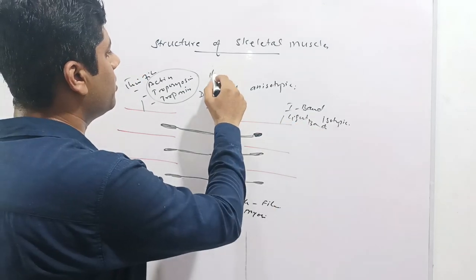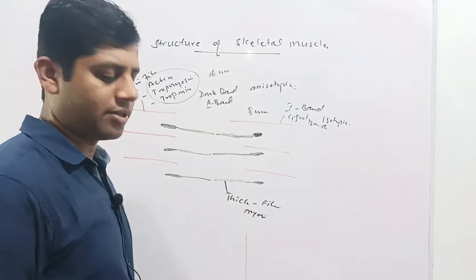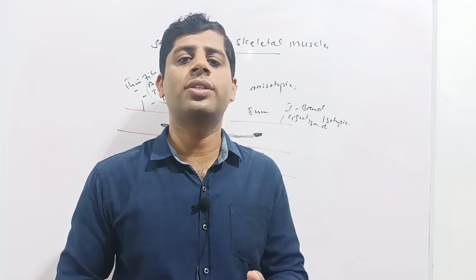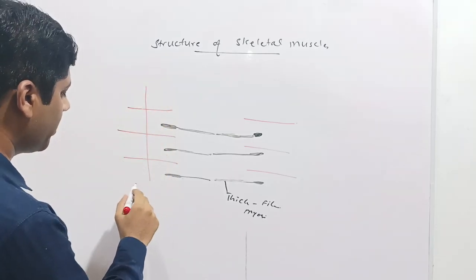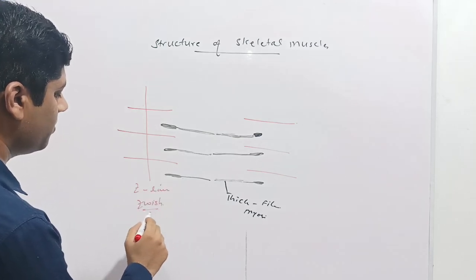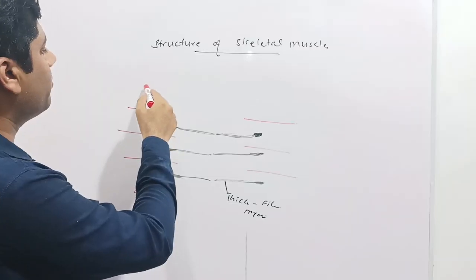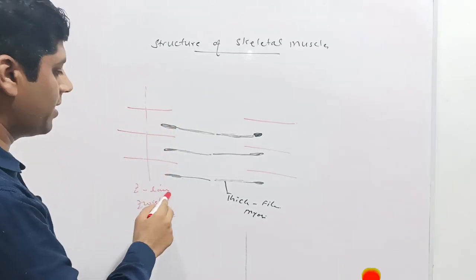The thick filaments are of 16 nanometer diameter, while thin filaments are of 8 nanometer diameter. These are named thick and thin filaments due to differences in their diameter. Thin filaments are bisected by a longitudinal line called the Z line. Z means zwischen, and zwischen means middle. So this Z line bisects the thin filaments at the midline. Therefore, it is called the Z line.